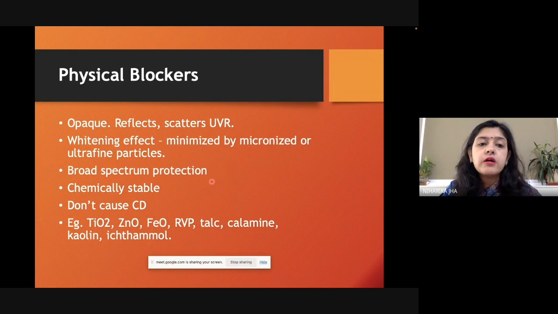These physical blockers, because the mechanism of action is scattering, are used primarily for broad spectrum protection. It is chemically stable and does not cause contact dermatitis. What are the various agents which can be used as physical blockers for UV radiation? These include titanium dioxide, zinc oxide, ferrous oxide, talc, calamine, ichthammol, kaolin.